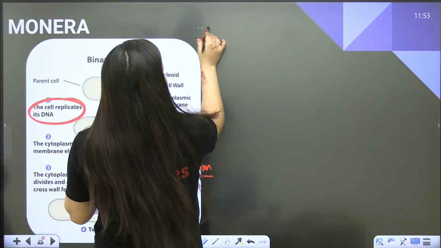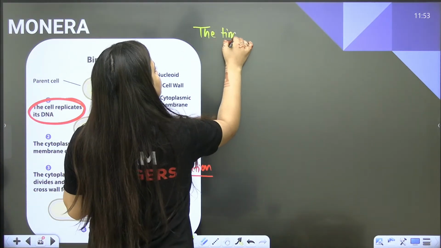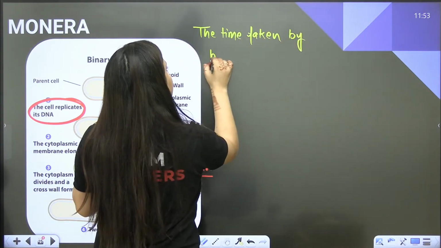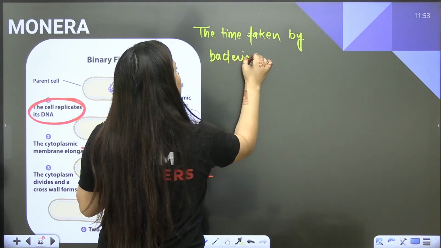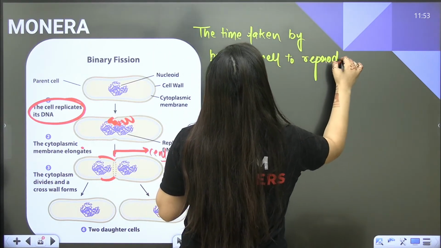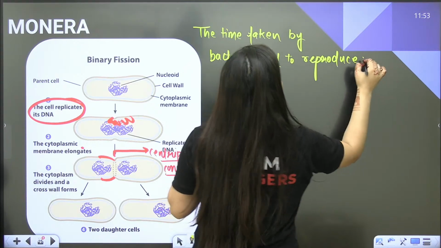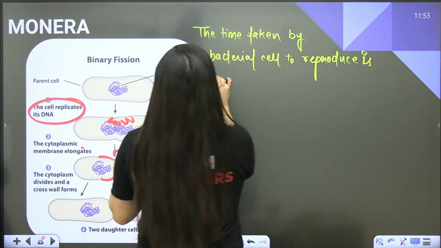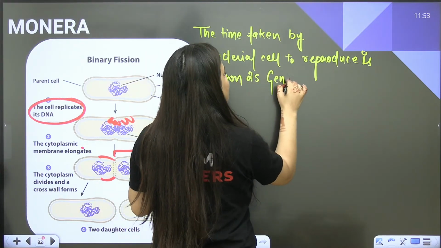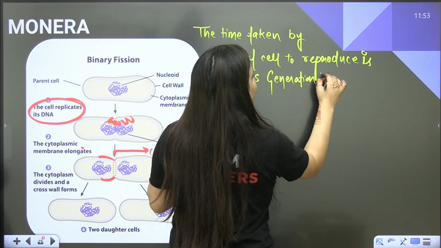So I'm writing it here: the time taken by a bacterial cell to reproduce is called generation time. It is known as generation time.